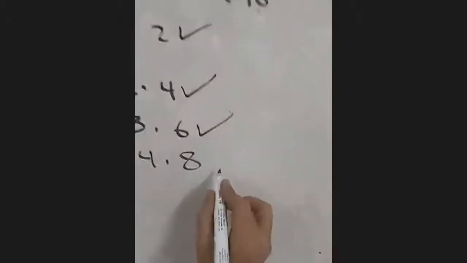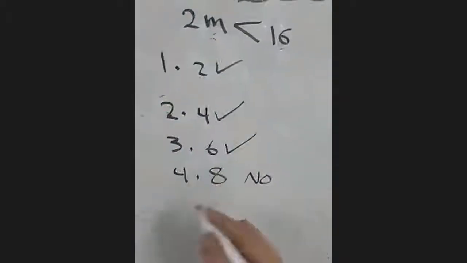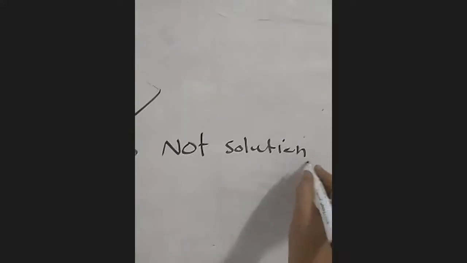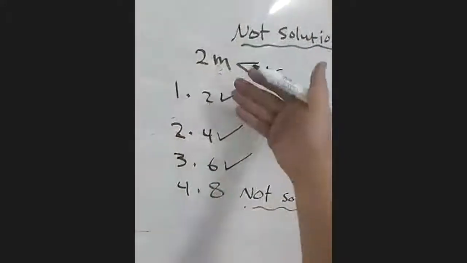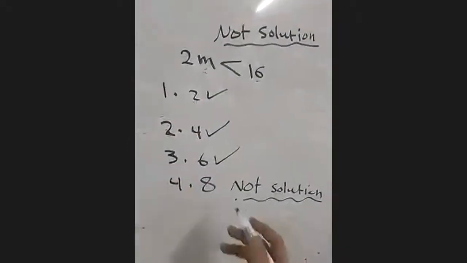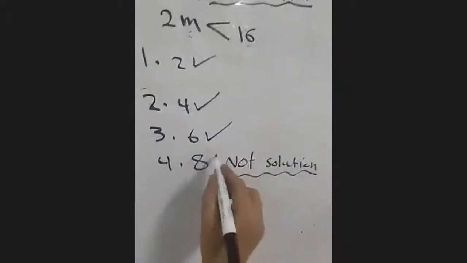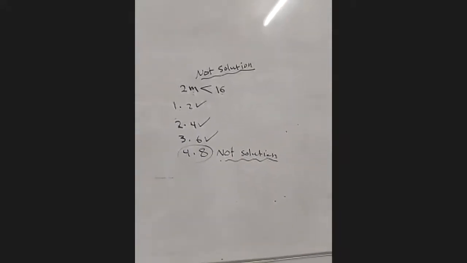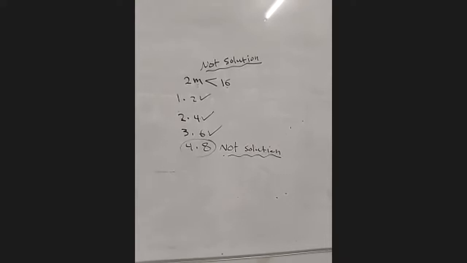So 8 is the only number here which is not a solution for the inequality. For the question, exactly. So the correct choice is 8. Got it?